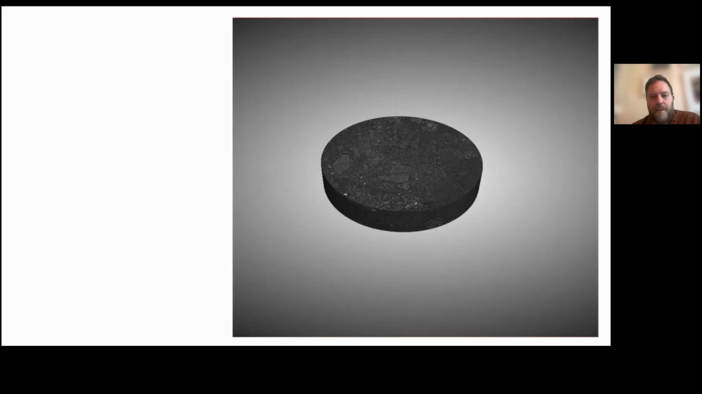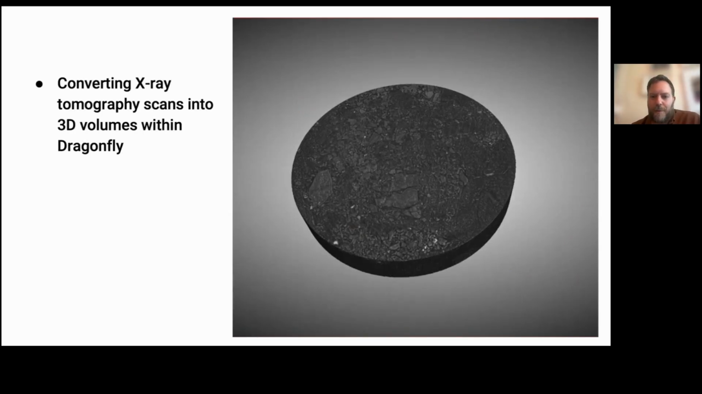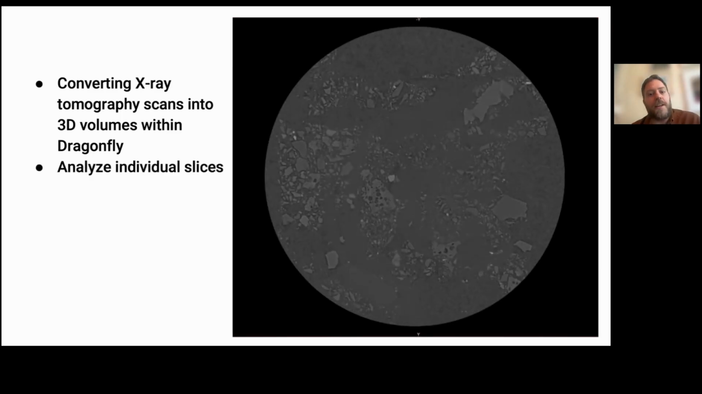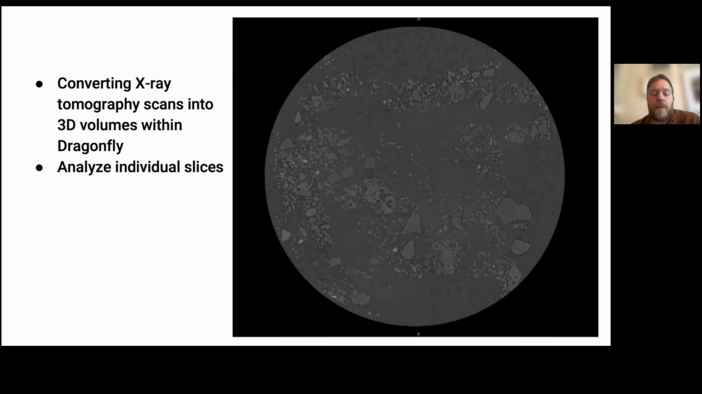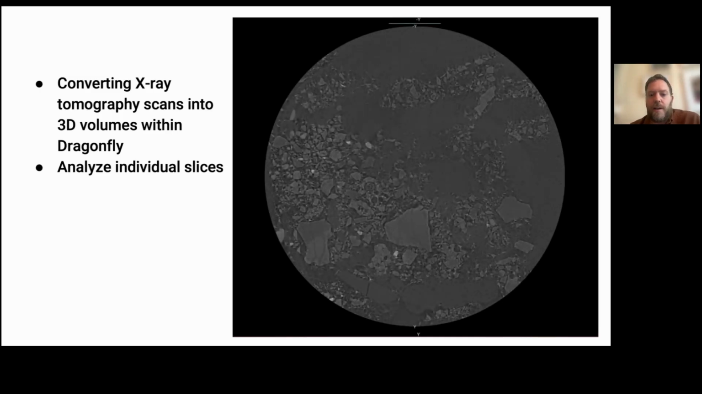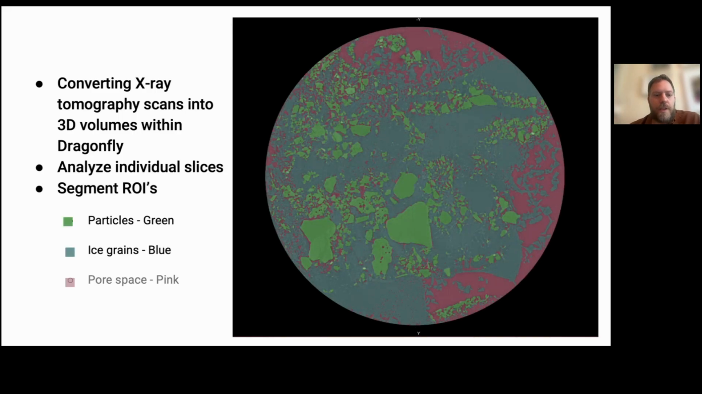Here is a little animation, if it'll work, of what this data looks like in there. You get this grayscale intensity, which is proportional to the density inside, and you can use that data to examine the interior structure. Another click will show you how we segment the data to look at the intermixture of the grains and the ice and the pore space.